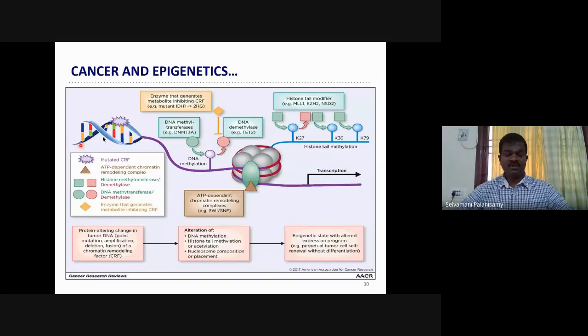So now, this is all happening in cancer. Now it is our place, our science, to make necessary modifications as the case may be, to develop a disease in animals, to evaluate drugs in new or specific animal models, and to reduce the unwanted things in humans so that the disease can be treated, and to find these molecules as biomarkers to evaluate or quantify them to verify the disease or therapy prognosis. So here, the protein-altering change in the tumor DNA, that is point mutation, amplification, deletion, fusion, and chromatin remodeling factor, CRF. And finally, it is altered by DNA methylation, histone tail methylation, nucleosome composition, and it is known as the epigenetic state with altered expression program.